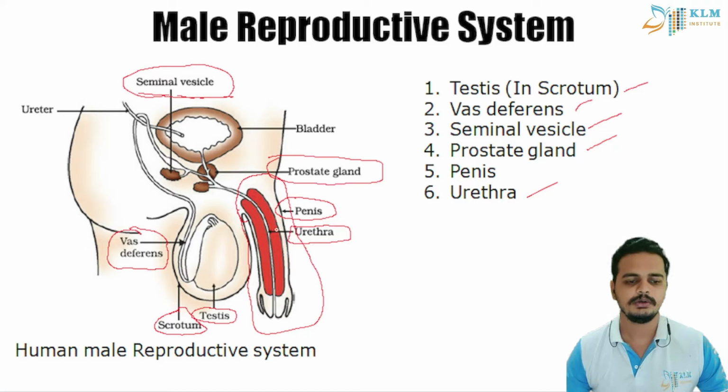So what happens during an erection is, you can see these blood capillaries. The blood of your body travels down to your penis, and you can see an erection. Okay, and this is about the male reproductive system.